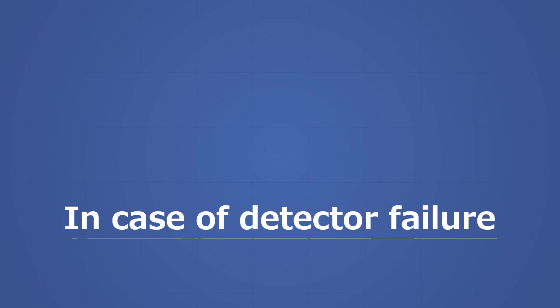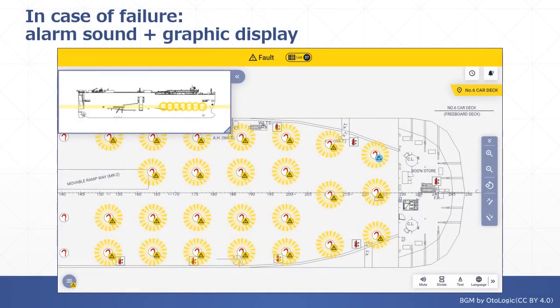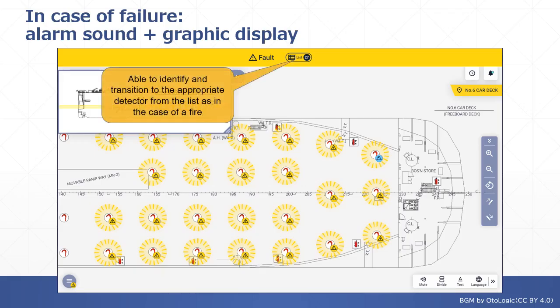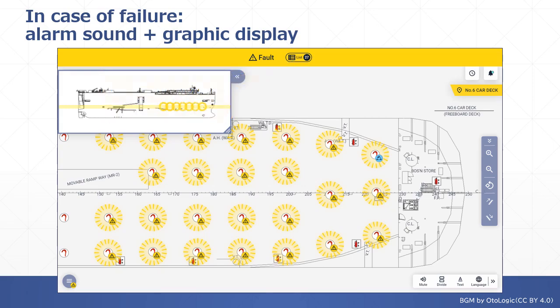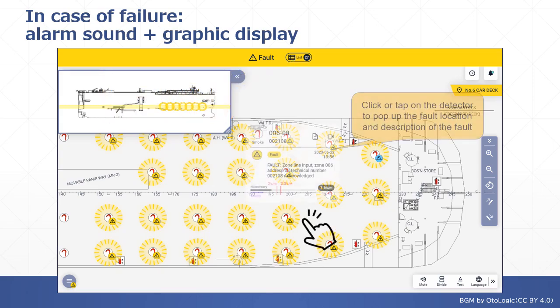Next, let me introduce the operation when the detectors are in faults. In the event of faults of detectors, the display switches to the fault graphic in the same way as in the event of a fire, and an alarm sounds. Unlike fires, the display does not automatically move, but you can move to the failed detector from the list view. Detectors that are in fault will have a fault mark in the lower right corner, and you can check the details of the fault by selecting the detector.